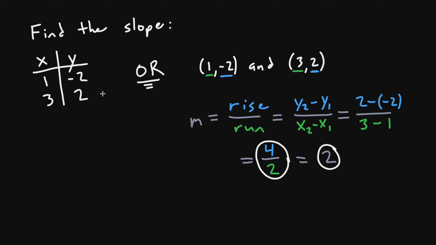If you're working with a table, there is kind of a nice way to show the work here, which is you can sort of look at the rise and look at the run as the change in the y. So the y goes up by 4 and the x goes up by 2. And then you're just doing the same thing, right? 4, the rise, divided by 2, the run.